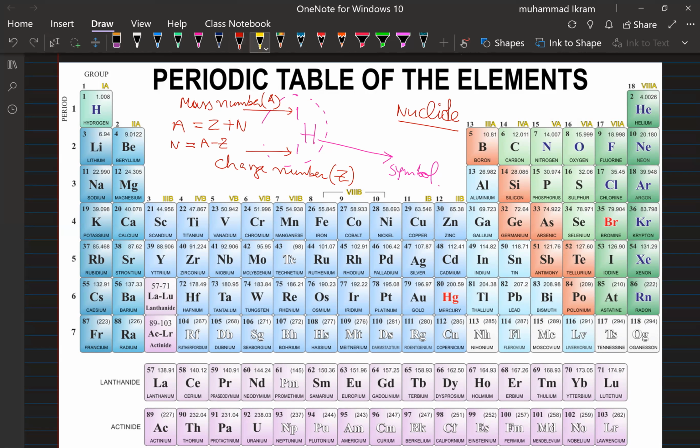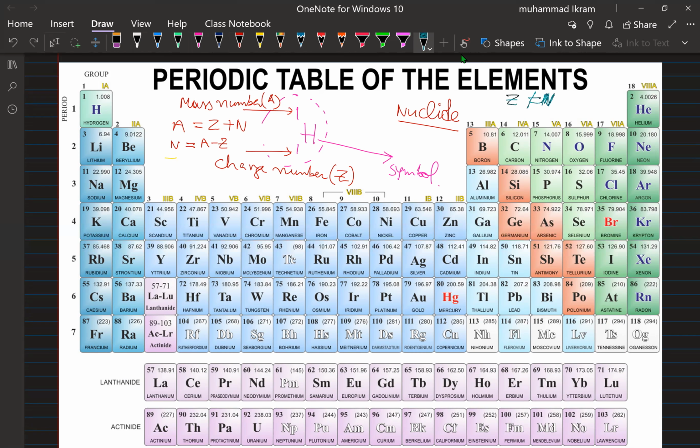Now you see here, look, for the isotopes, usually the charge number Z is never the same as the neutron number. For example, for isotopes or for heavy nuclei, Z is never equal to N.